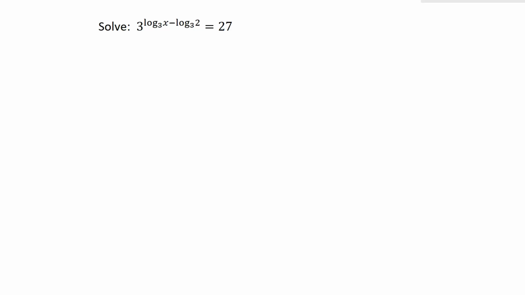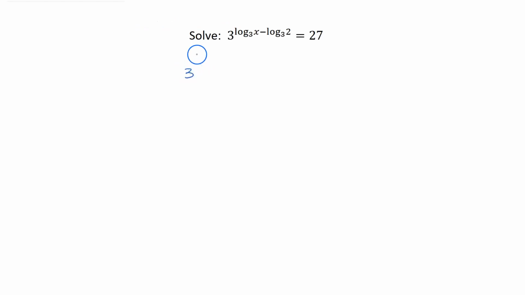Okay, so here is the logarithmic equation that we want to solve. First, we want to make sure that everything is written as base 3. Now notice that the exponent is the log term, the two log terms. The exponent of 3 is log x base 3 minus log of 2 base 3.